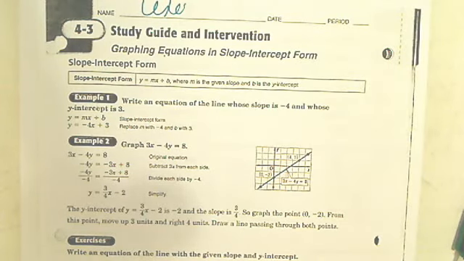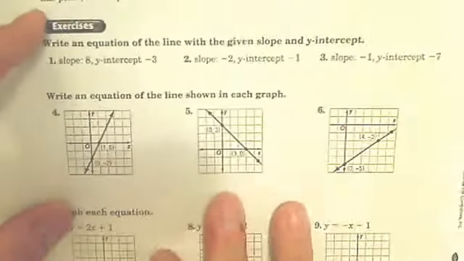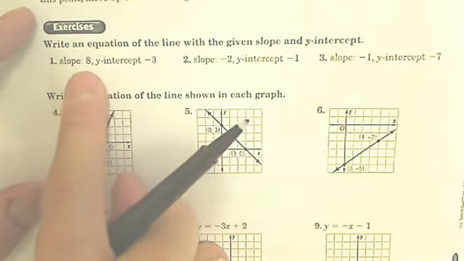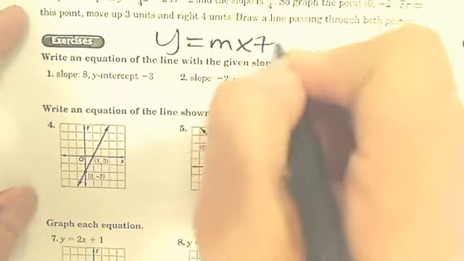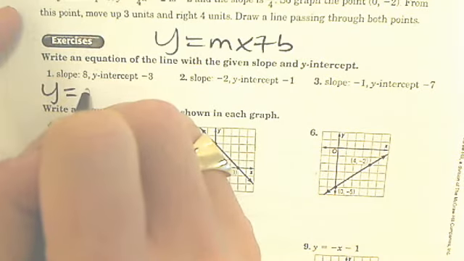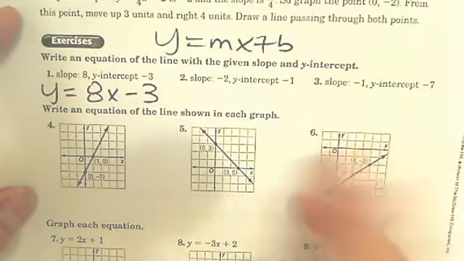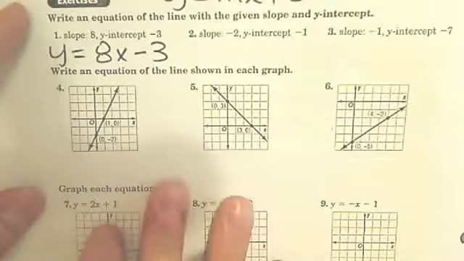Looks confusing. It's not. Let's do a couple of these together before the bell rings. Here we go. Now, the first part is write an equation. Remember, y equals mx plus b. What's my equation here? Number 1. Perfect. See what you're supposed to do? Simple, right? Look at number 4.